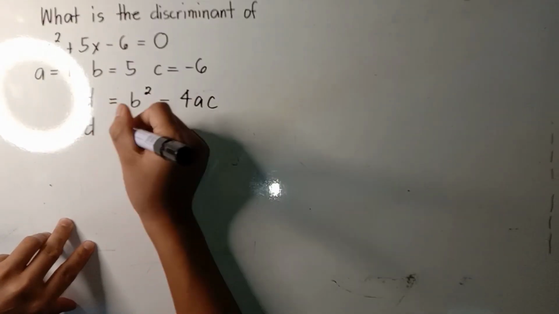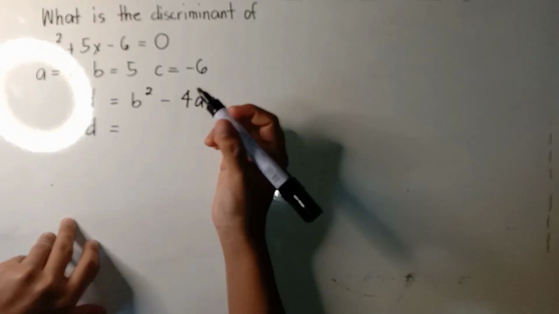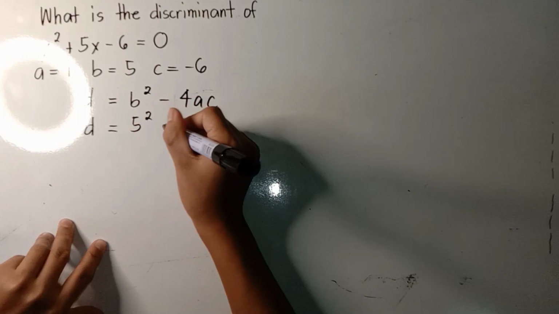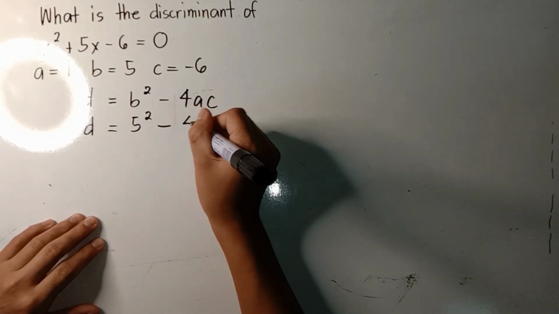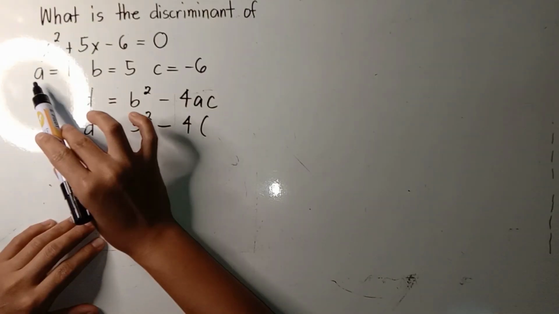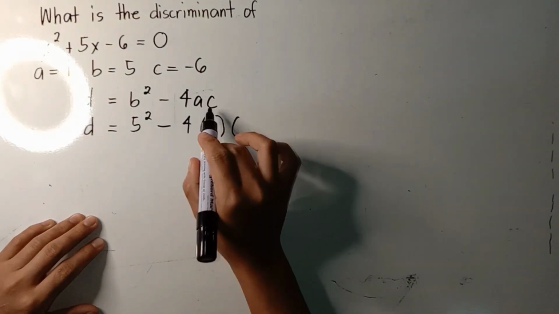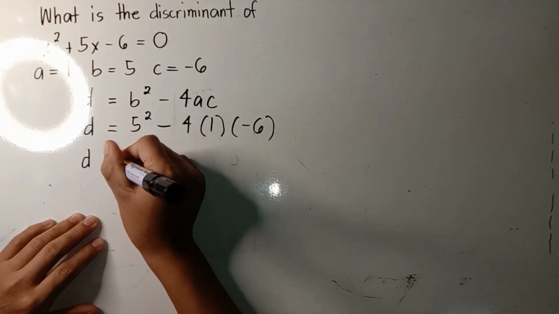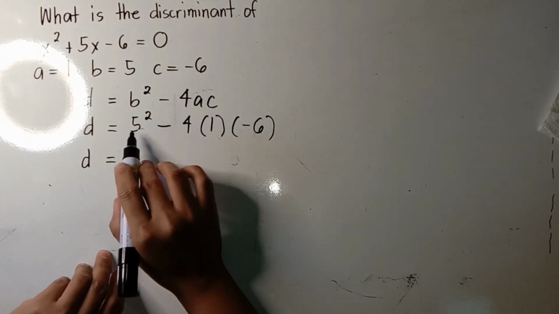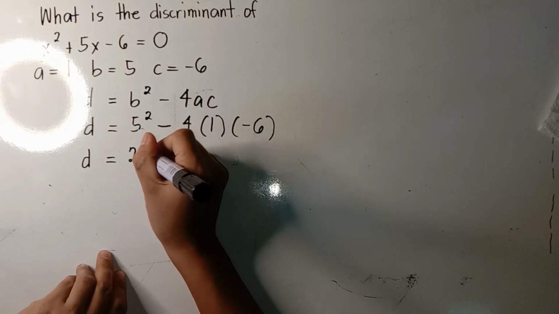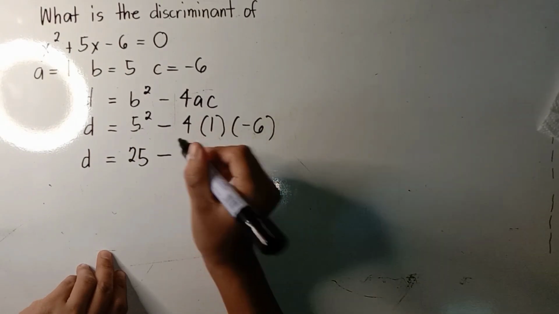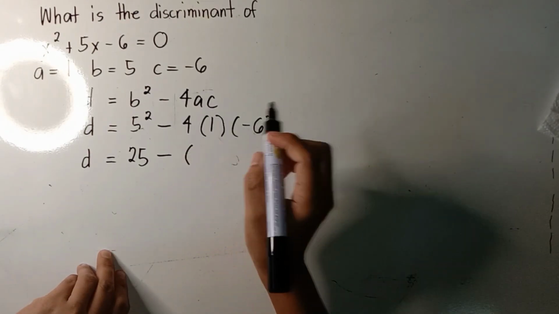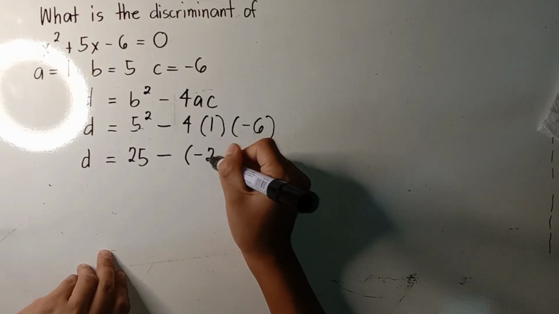Next, d is equal to, substitute b with 5, this becomes 5 squared minus 4 times a is equal to 1 and c is equal to negative 6. Therefore, 5 squared or 5 times 5, that is 25. Copy minus, then 4 times 1, 4 times negative 6, that is negative 24.